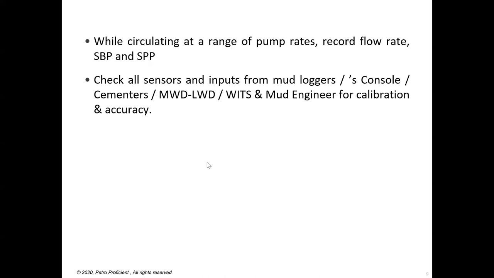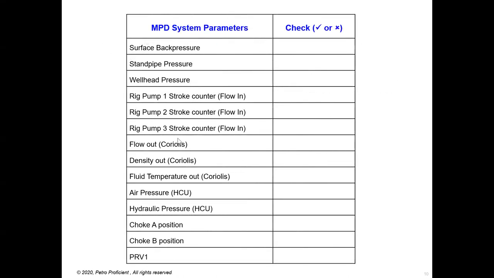There are some sensors coming from MPD, some data that you get from mud loggers, and some data you get from MWD and LWD. So you are getting a whole lot of data in your system, and you need to make sure that it is accurate and calibrated properly. So what are the MPD system parameters? The MPD system usually has these parameters here in the list.